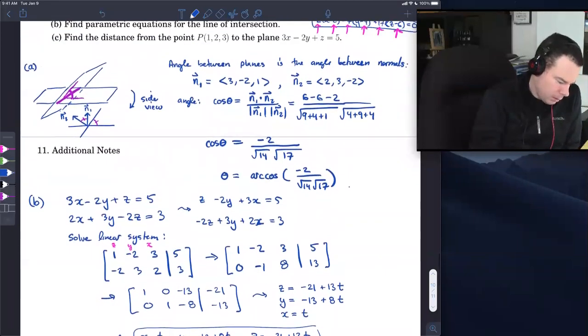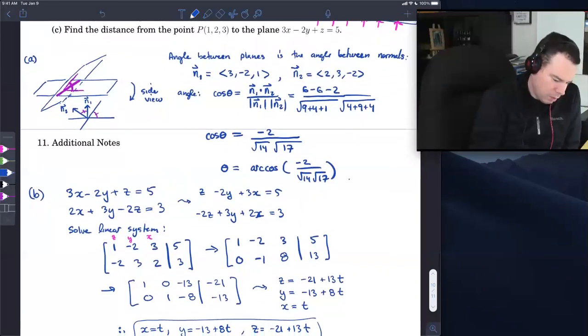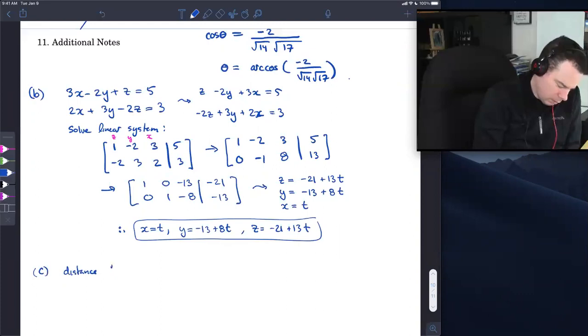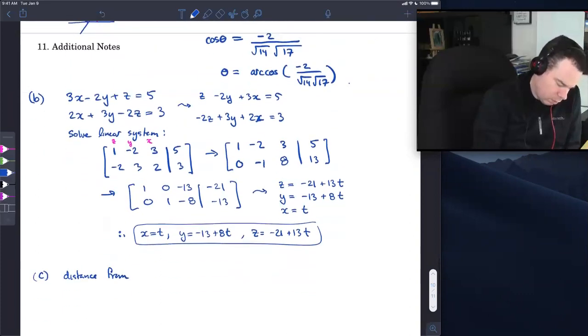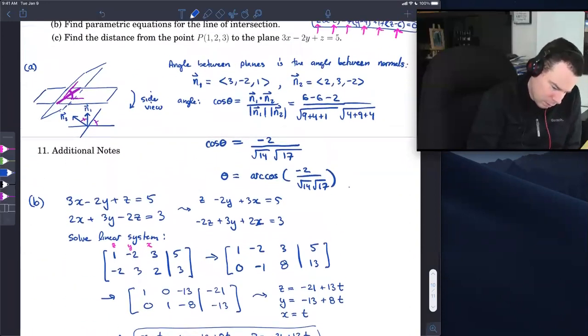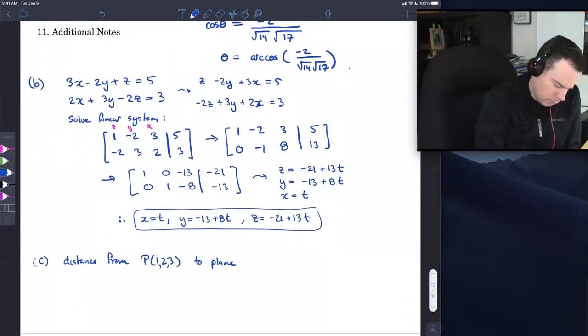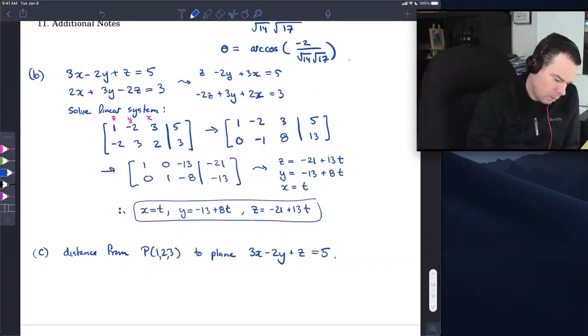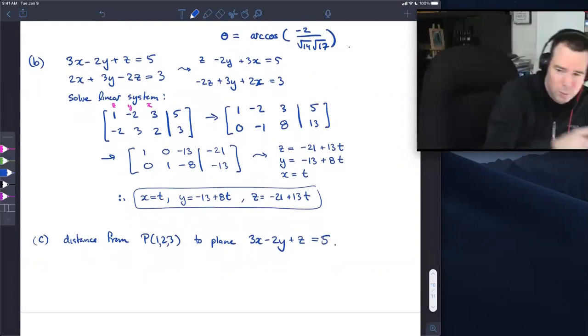Okay, last one. Find the distance from the point 1, 2, 3 to that plane. So here we want the distance from the point 1, 2, 3, I'll just jot that down, to the plane, and the plane is given by 3, -2, 1, 5. So 3x - 2y + z is equal to 5. Okay, so distance from a point to a plane.